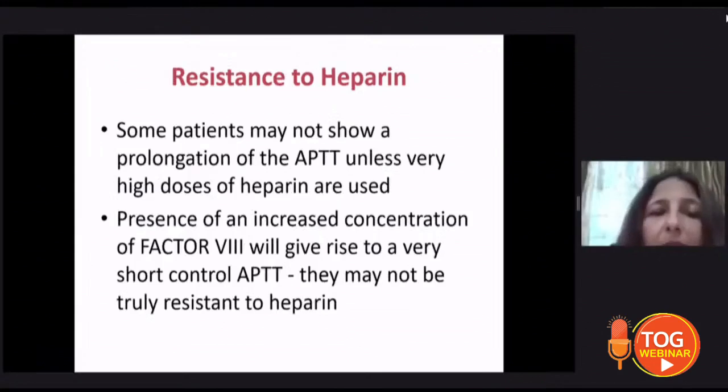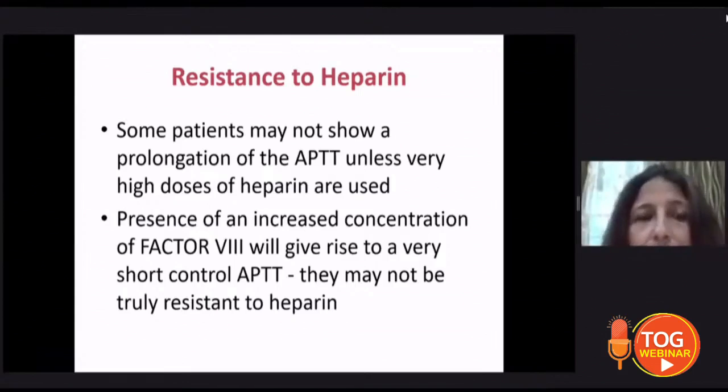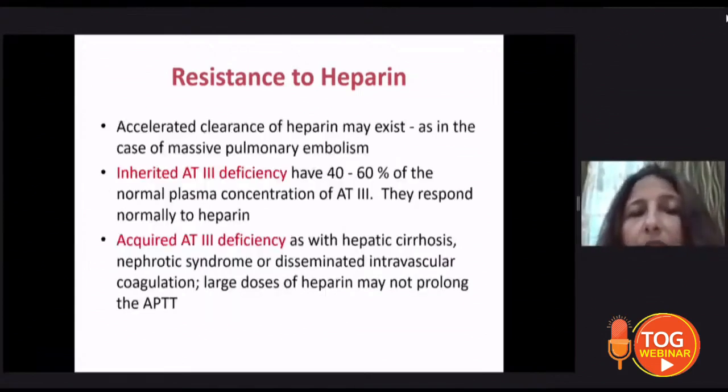Now, resistance to heparin. Some patients may show a prolongation of APTT only when very high doses of heparin are used. Presence of an increased concentration of factor 8 will give rise to a very short control APTT, and they may not be truly resistant to heparin. Accelerated clearance of heparin may exist, as in cases of massive pulmonary embolism. Then there might be inherited antithrombin 3 deficiency, with 40 to 60% of the normal plasma concentration of antithrombin 3. Then we have acquired antithrombin 3 deficiency as well, with hepatic cirrhosis, nephrotic syndrome or DIC.